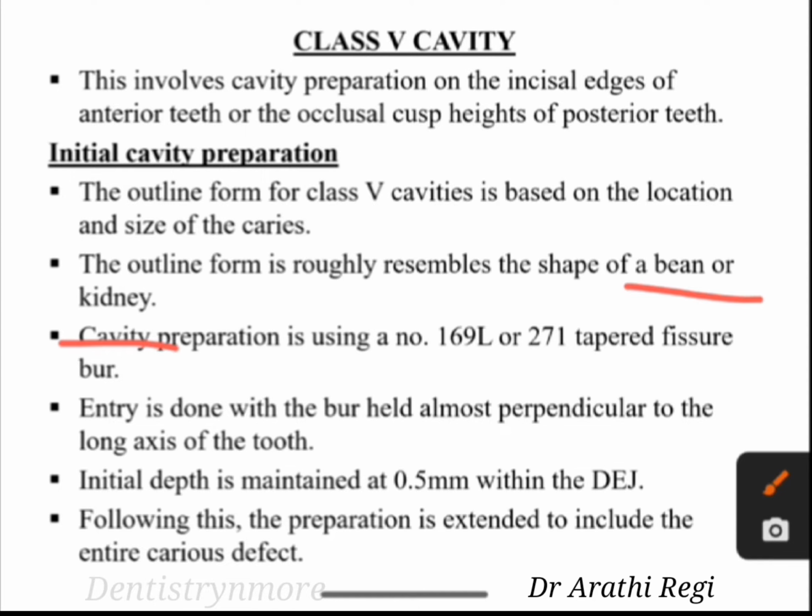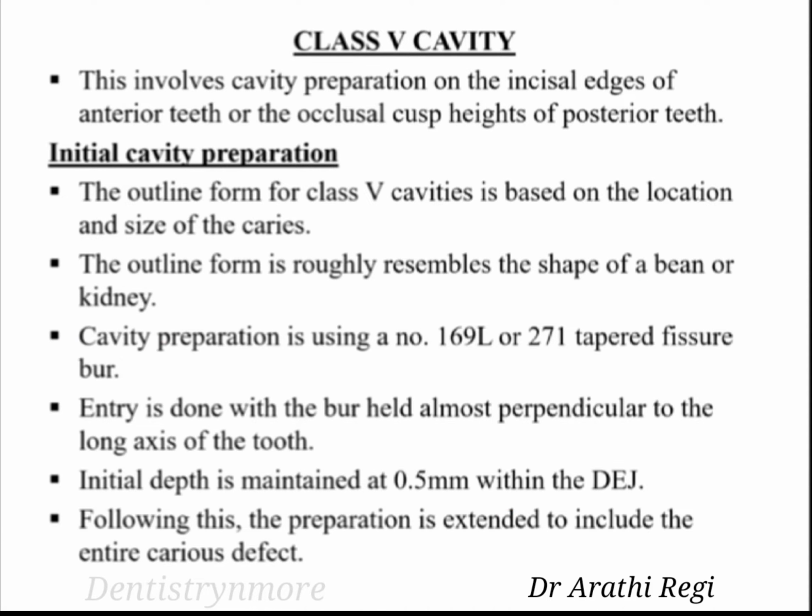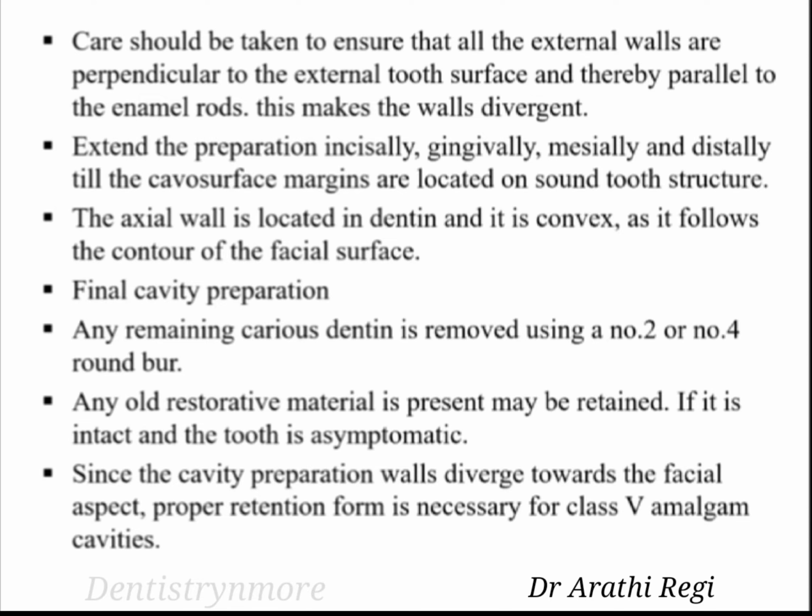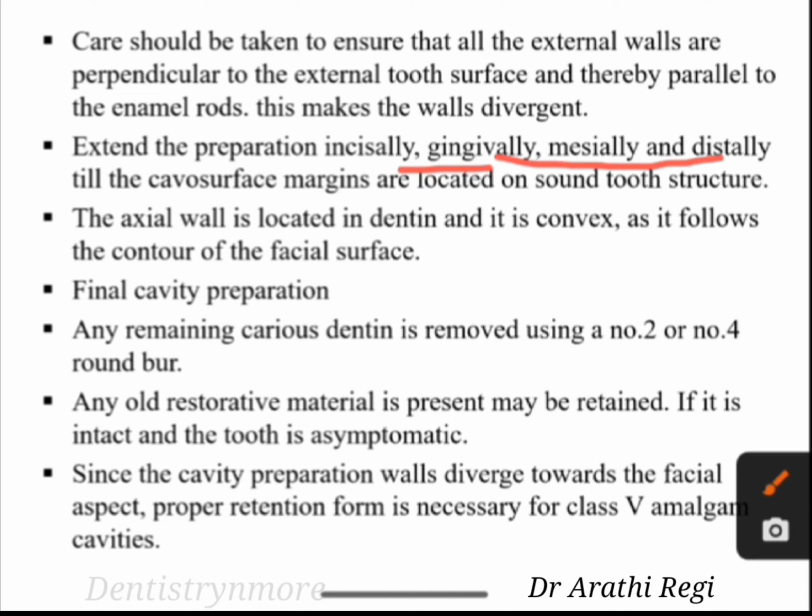The cavity preparation is done using a tapered fissure bur. The initial depth is 0.5 mm within the DEJ. Following this, the preparation is extended to include the entire caries defect. Care should be taken to ensure that all the external walls are perpendicular to the external tooth surface and thereby parallel to the enamel rods, which will make the wall divergent. The preparation must extend incisally, gingivally, mesially and also distally till the cavosurface margins.